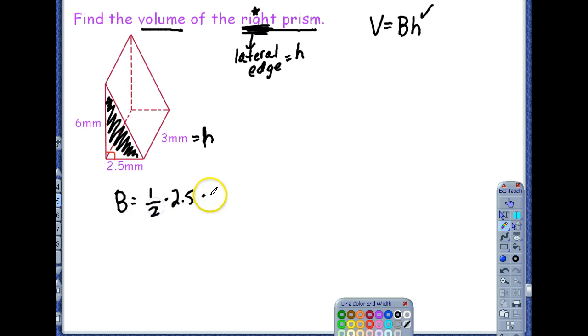And I just want to point out while she's writing this down, notice how Mrs. Palermo labeled what she's finding here. She wrote B equals, the big B, knowing that that's the area of the base equals this. Guys, I've started seeing some people who are not doing that on their homework.